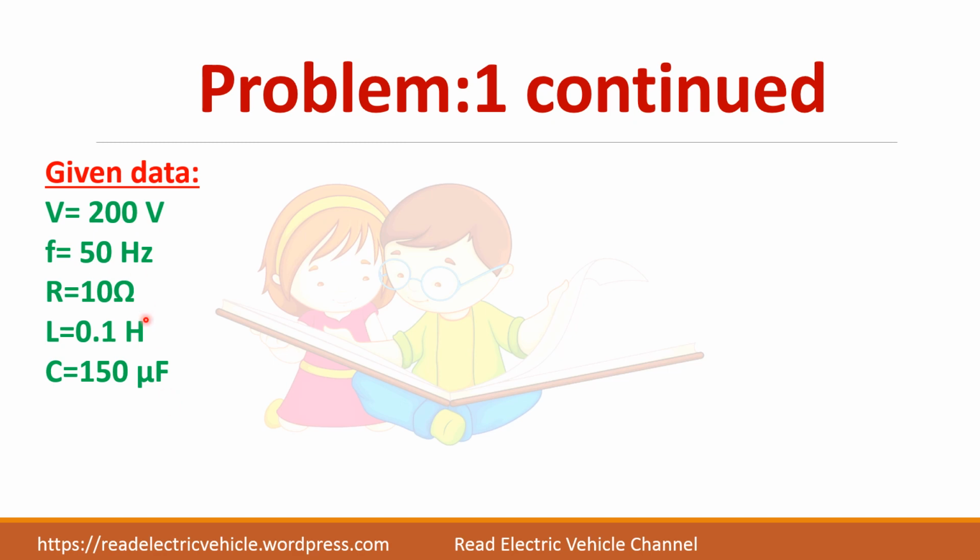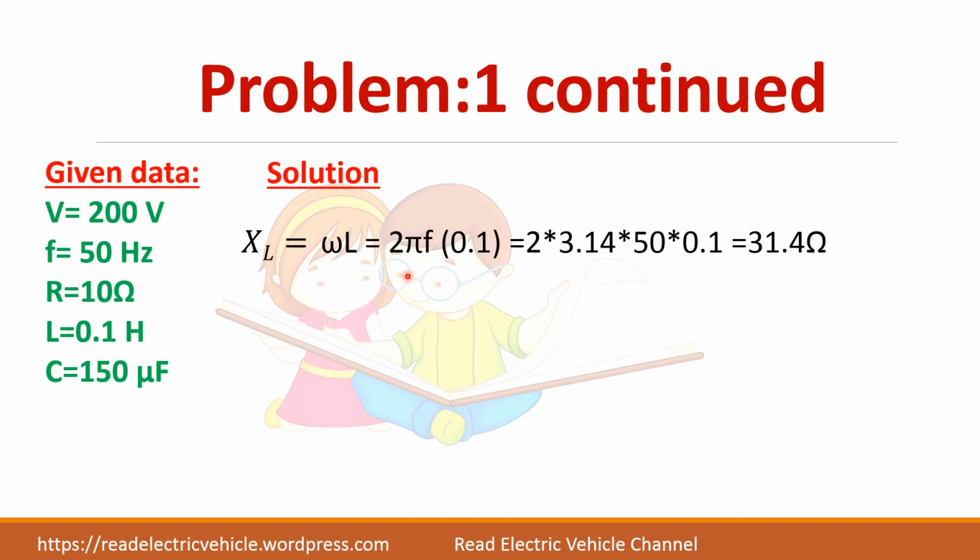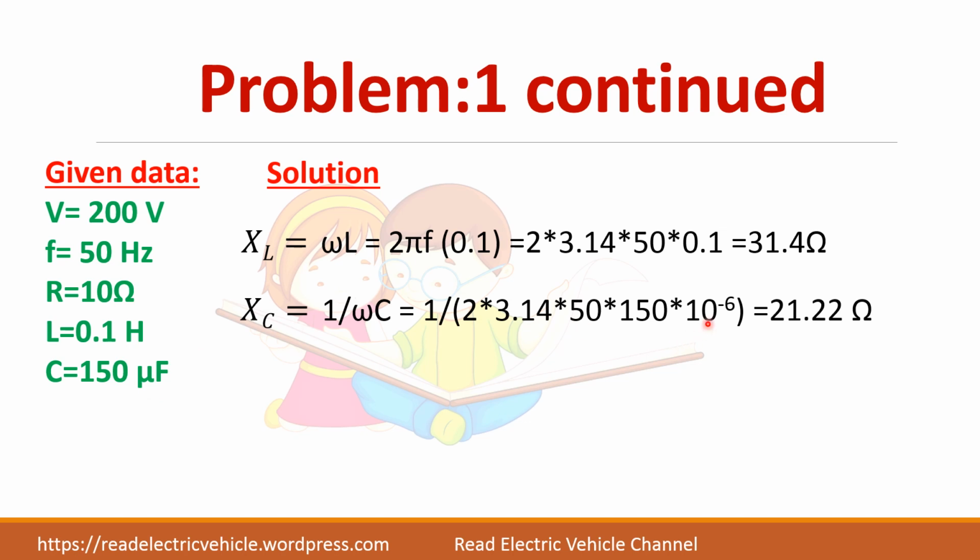So the given data is here: voltage, frequency, resistance, inductance and capacitance. Now we will find what is inductive reactance and capacitive reactance. XL is equal to L omega. What is omega? 2 pi f into L. Make sure the unit is henries for L and for capacitor it should be in farad. Here it is given in microfarad. So while substituting for C, you have to multiply by 10 power minus 6. So you can find XL and XC easily.